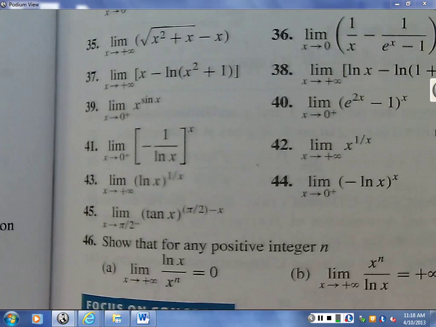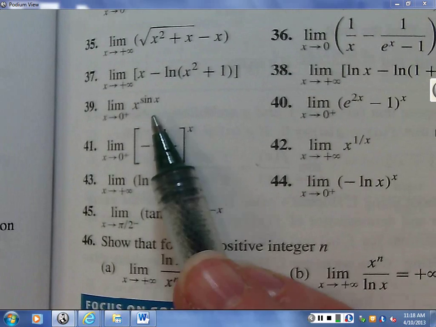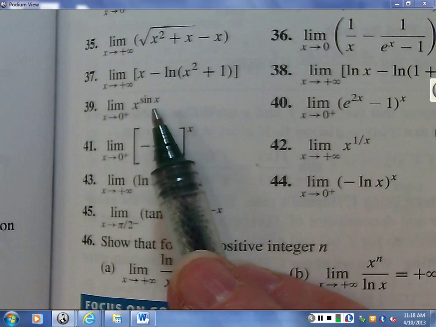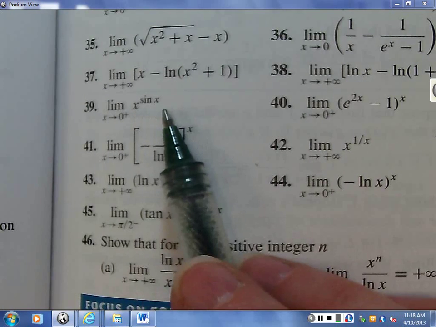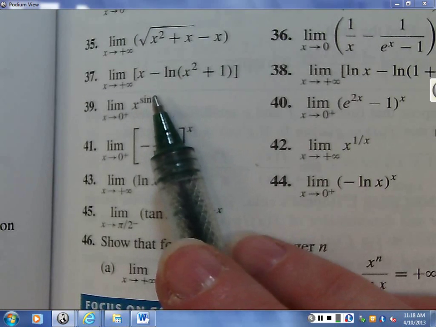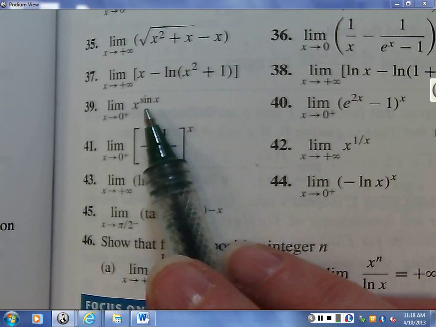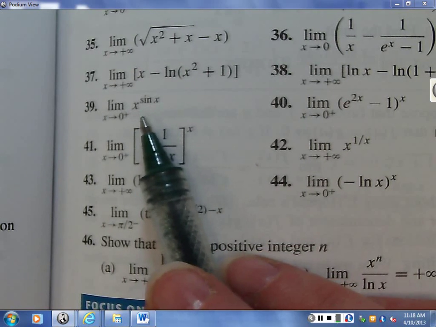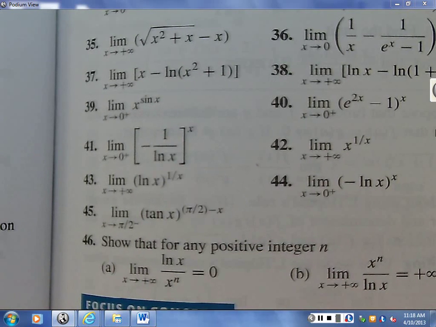Here we have x to the sine of x. So sine at 0 is 0. So I have 0 to the 0 power, which is indeterminate. So I'd use natural log here. So I have sine of x times ln of x, which you might have that one. I think that one is actually somewhere else in your homework.